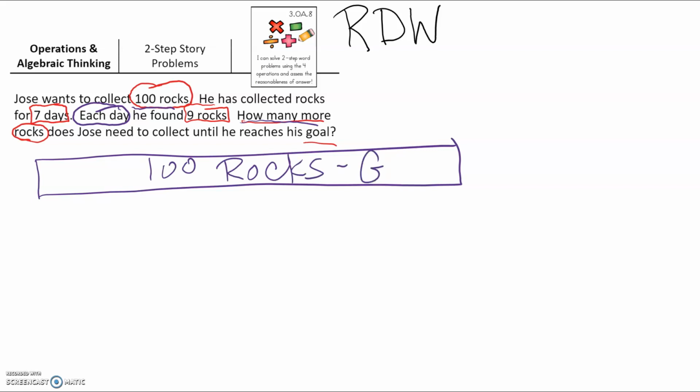So that's his goal. I'm going to use a tape model or a tape diagram or a bar model. So he wants to collect these 100 rocks. Got it. So he's already got some rocks. So it looks like this guy collected rocks for 7 days and he found 9 rocks each day. So remember, this is a 2-step story problem. So I'm going to go down here and say, he collected rocks for 1 day. I'm going to label that.